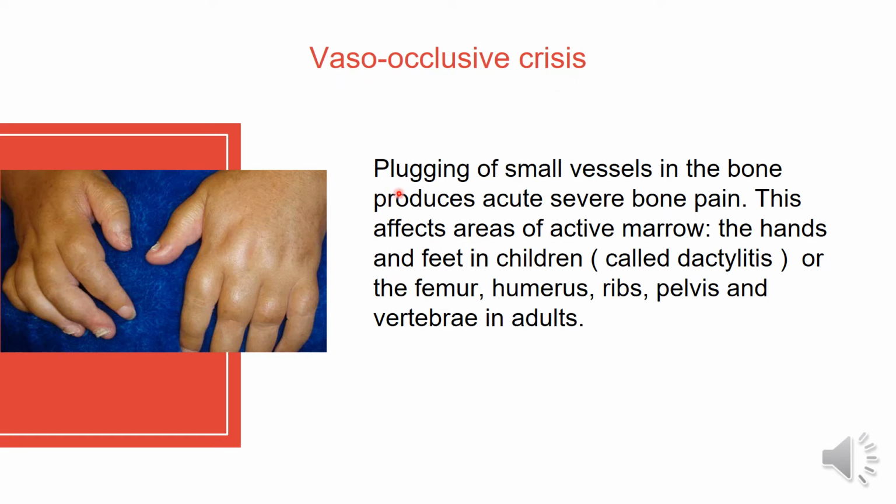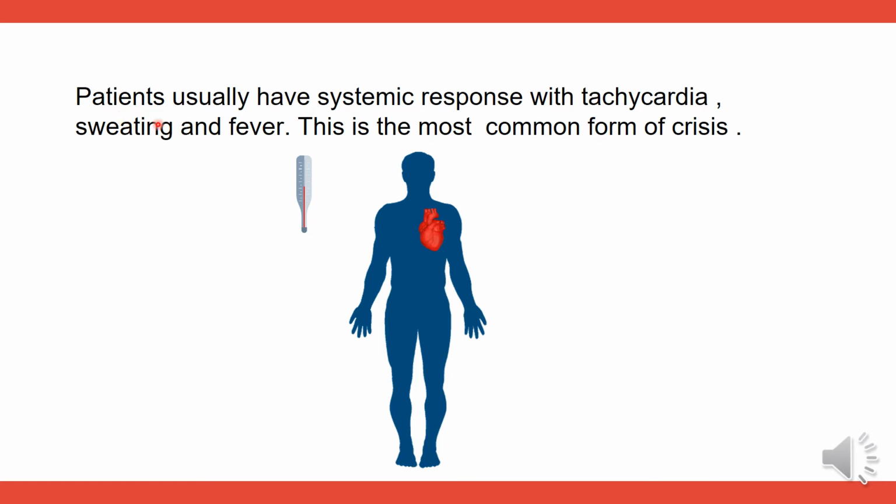Vaso-occlusive crisis means plugging of small vessels in the bone, which produces acute severe bone pain, and this will affect areas of active marrow, like the hands and feet in children, and this is called dactylitis, or the femur, humerus, ribs, pelvis, and vertebrae in adults. Patients usually have a systemic response with tachycardia, sweating, and fever. The vaso-occlusive crisis is the most common form of crisis in sickle cell disease.